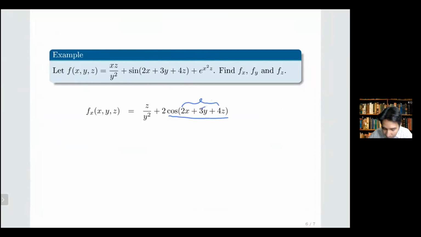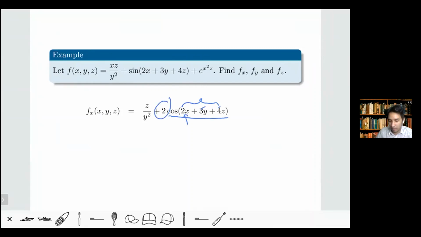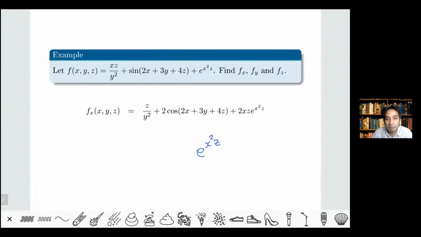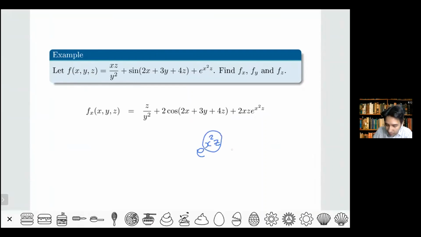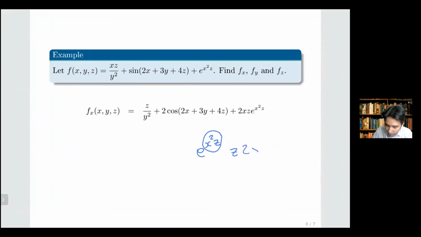Okay, so yung 3y and 4z, those are constants. So pag dinifferentiate mo, mamamatay lang sila. So magiging 0. So ang i-differentiate mo lang yung 2x. And the derivative of 2x is of course 2. Okay. And same with the last term. Okay, e raised to a function, pag dinifferentiate mo yung e to the function, makukuha mo yung e to the function pa rin, times derivative of x squared z. Again, z here is a constant. So you get z times derivative of x squared, which is 2x. So ito yan.